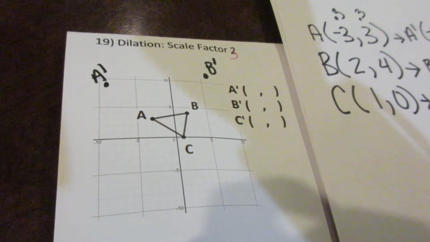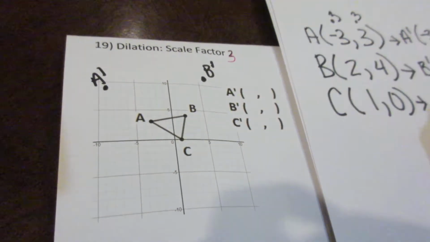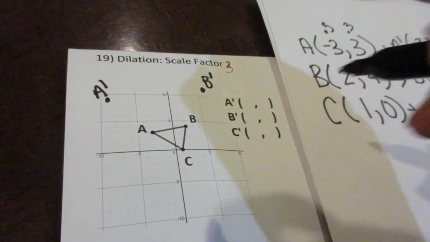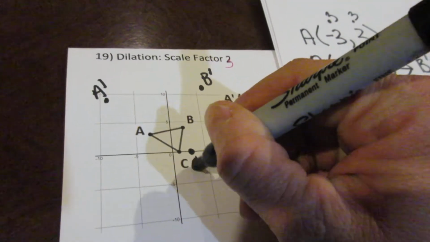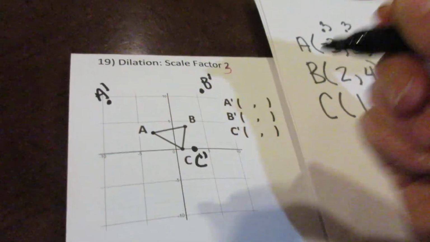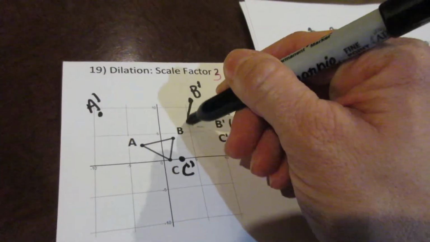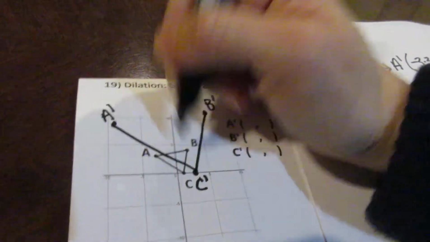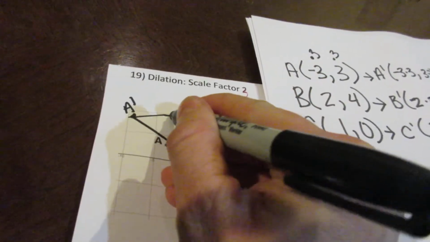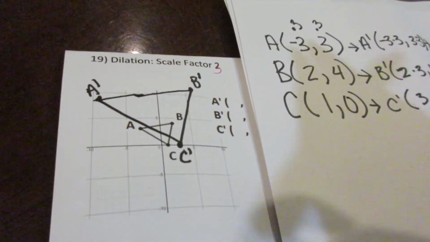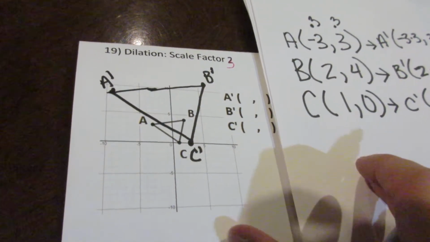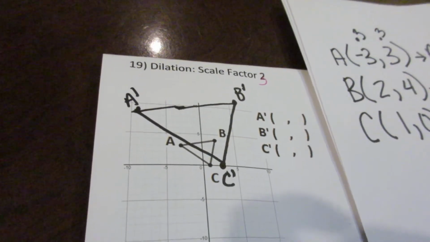And then finally, to graph C prime, it's +3, 0. So you're going to go over +3, and then you're not going to go up any, and that point is C prime. Then you can connect these points. And you can see that it formed a triangle that was just 3 times as large as the original one.